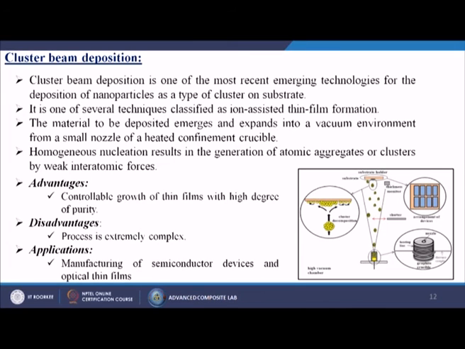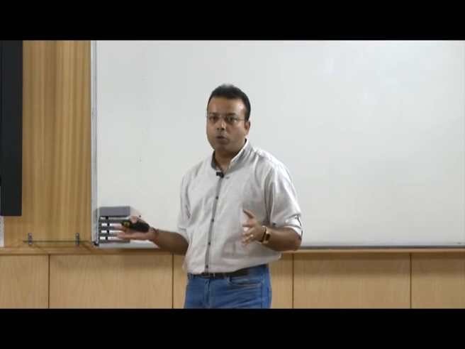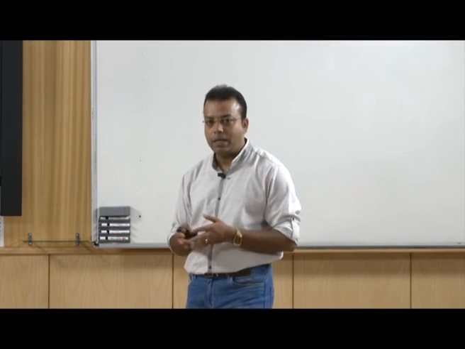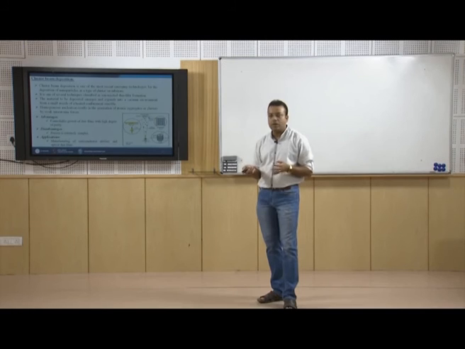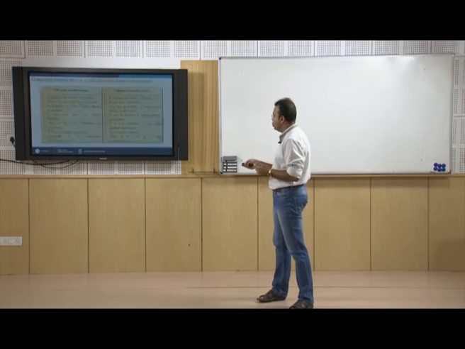So, homogeneous nucleation results in the generation of atomic aggregates or clusters by weak interatomic forces. Advantages: controllable growth of thin films with a high degree of purity. It depends upon how much time you are going to do these chemical reactions. If the chemical reaction is more, your thickness will be more, or if the reaction is less, it should be less. There are certain disadvantages also. Process is extremely complex. Applications: manufacturing of semiconductor devices and optical thin films. In these cases we can use cluster beam depositions.